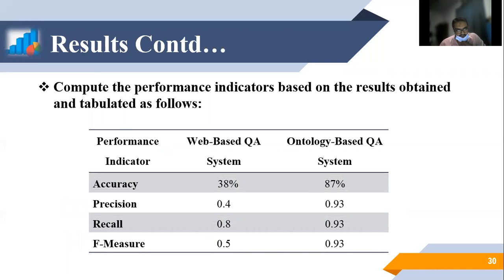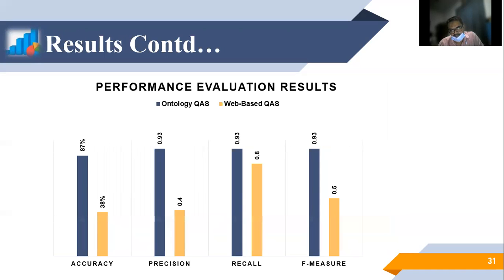Accuracy is 38% in the web-based QA system, whereas it is 87% for the ontology-based QA system, and the other three factors are around 0.93 for the ontology-based QA system, and the web-based system has lower performance indicators compared to the ontology-based system. These figures can be graphically shown in this diagram.